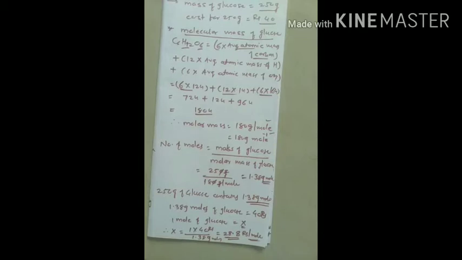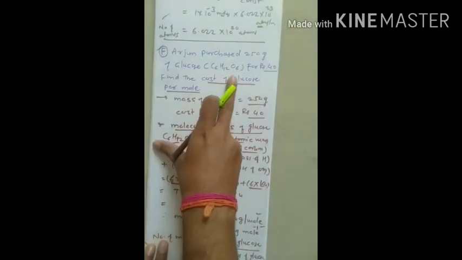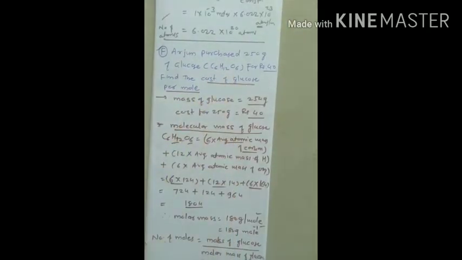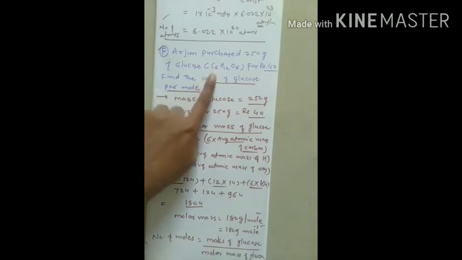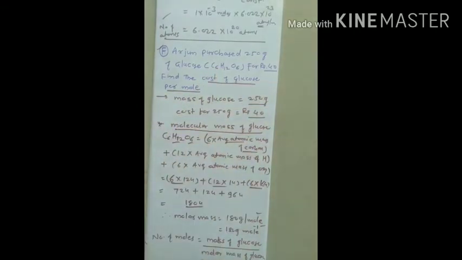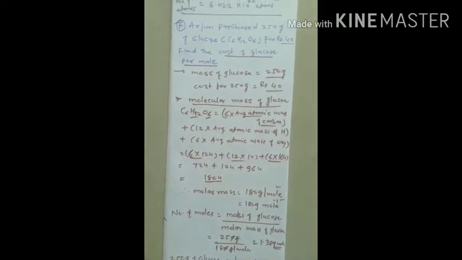This is how you have to solve such numericals. At most, instead of the compound glucose, they will add some other compound, and the cost will change accordingly, but the methodology you have to use will remain the same. After this we are going to discuss our next question, that is question number G.